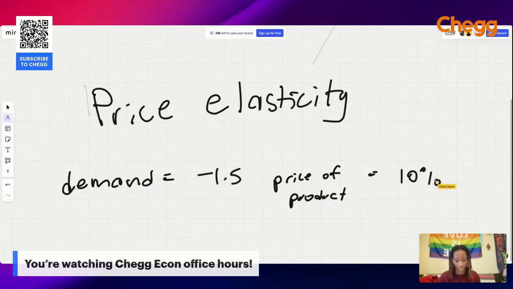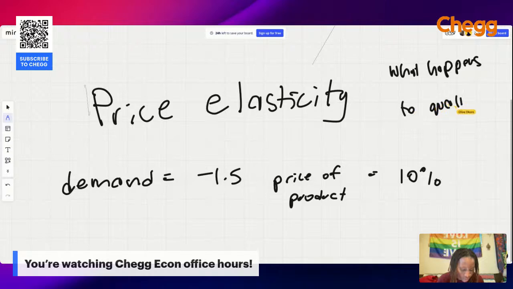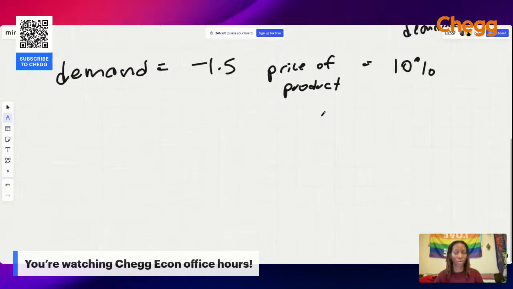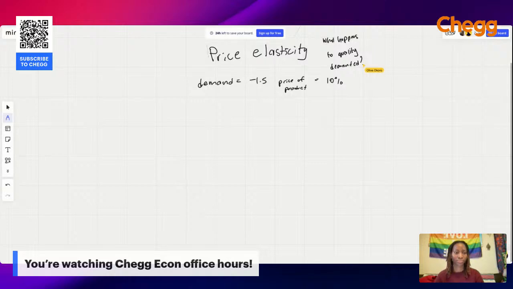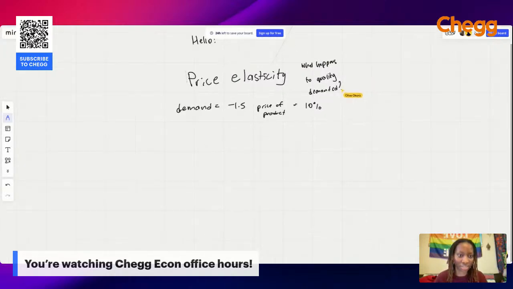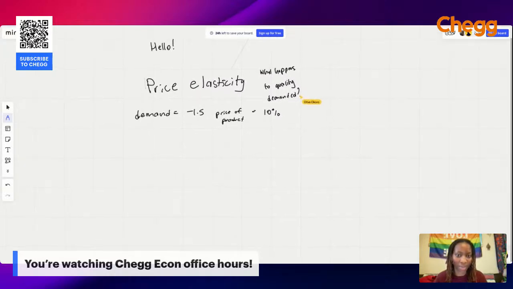So what happens to the quantity demanded? That's the main question, right? Okay, we're going to put this down so you guys can see more. That's just the basic things you guys can get from that.